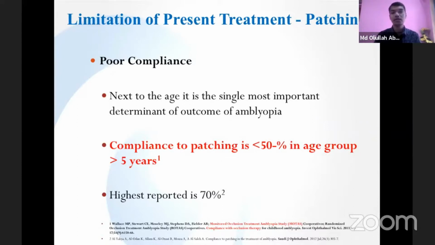It is said that if the child is more than 5 years of age, compliance to patching goes to less than 50% of your prescribed module. So it is not only the plasticity period, compliance is also taking a big toll in terms of getting improvement in amblyopia. There are studies which show the highest reported compliance is only 70%, but the worst side is many more.